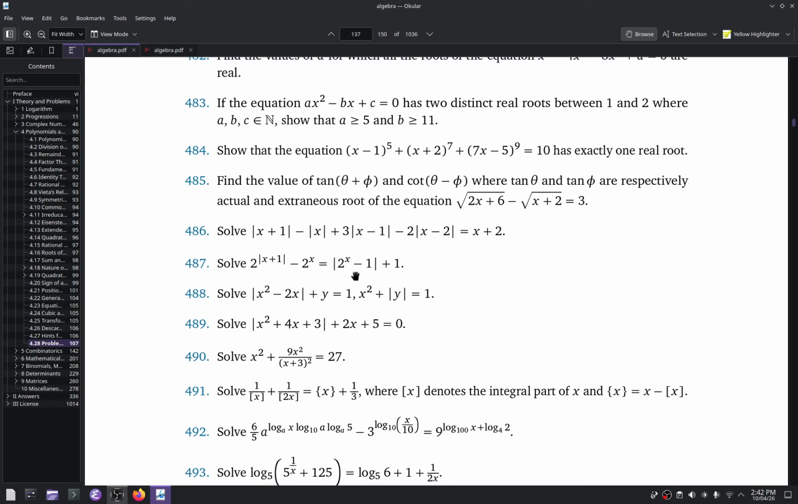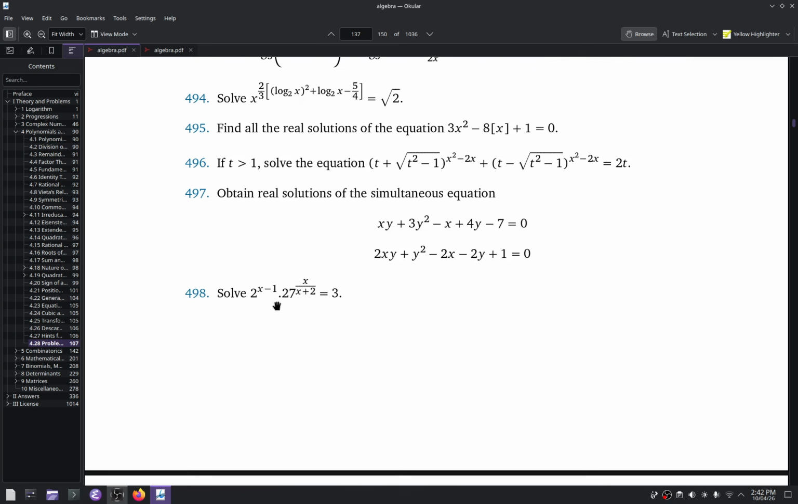The third thing is that we will not solve problem number 498. This is the 50th set of problems on theory of equations and polynomials. We will not solve question number 498 because there are serious issues in the typing.